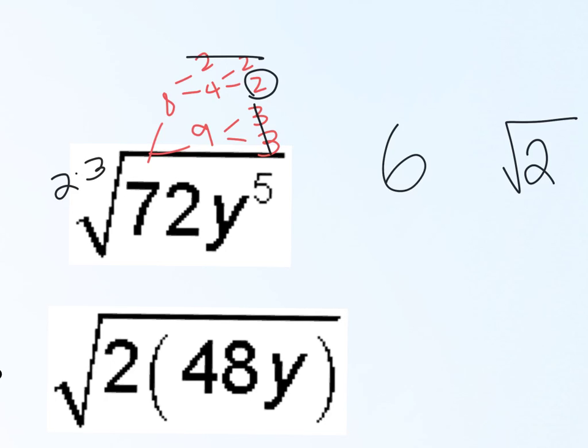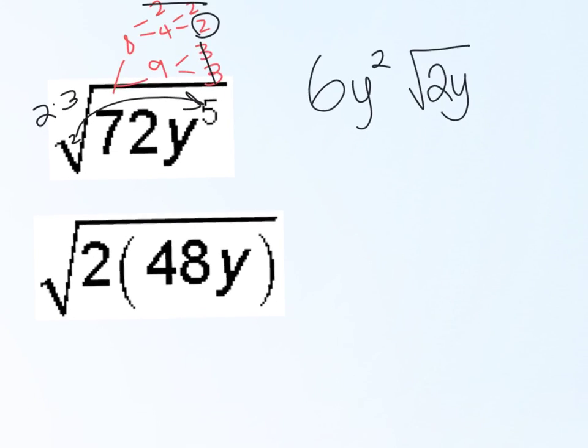Divide the index. So what's the index? What's that little number on the front of this square root? It's 2, an invisible square root. So 2 goes into 5 how many whole times? 2 times, which means I'm going to bring out 2 y's. And how many are left underneath? 1.